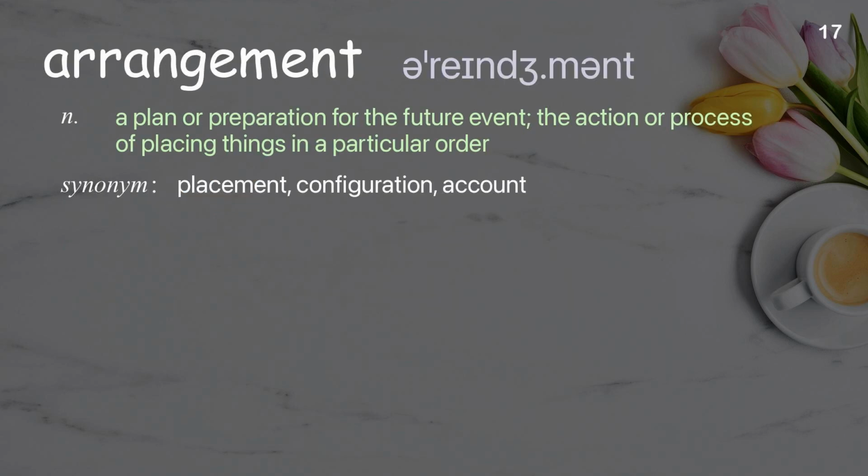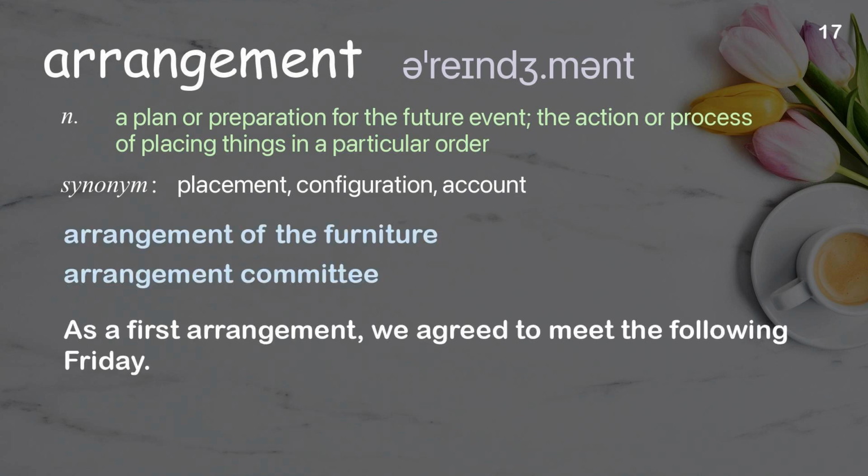Arrangement. A plan or preparation for the future event, the action or process of placing things in a particular order. Examples. Arrangement of the furniture. Arrangement committee. As a first arrangement, we agreed to meet the following Friday.